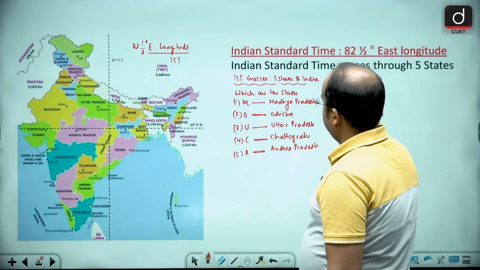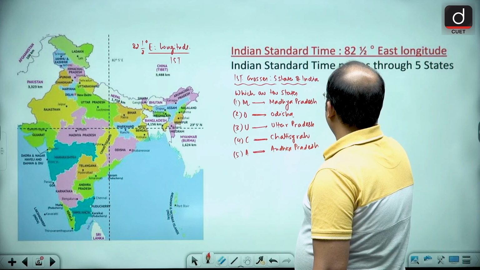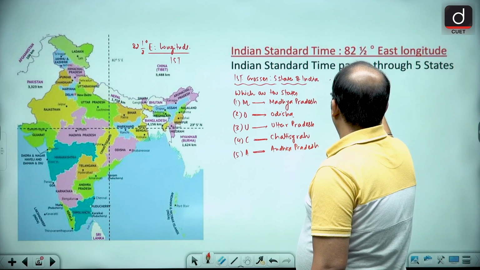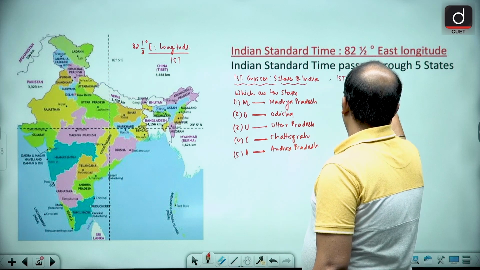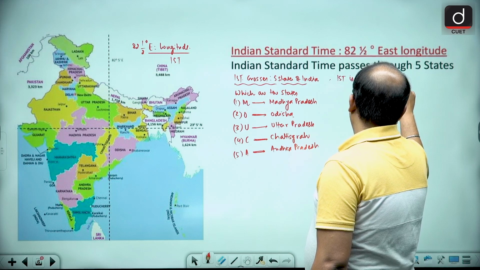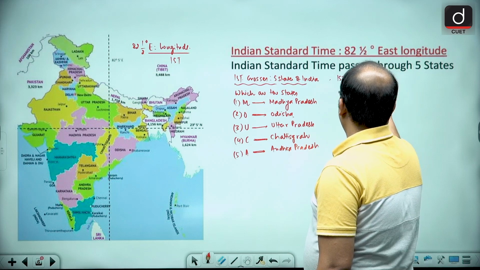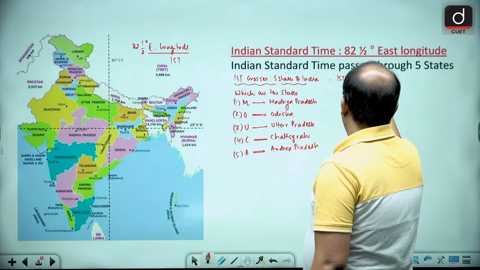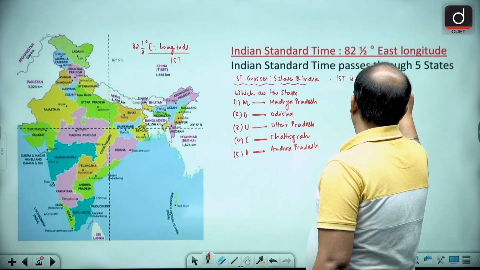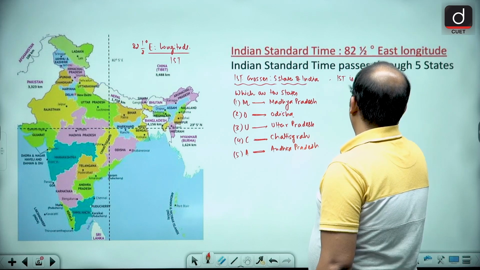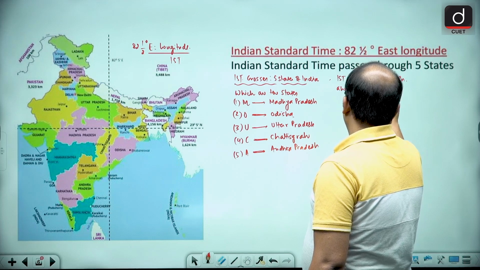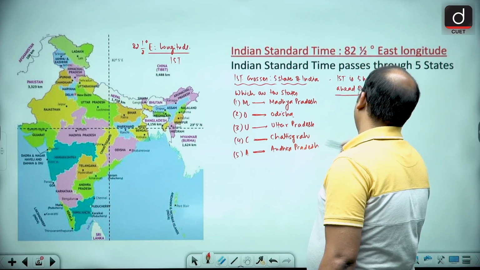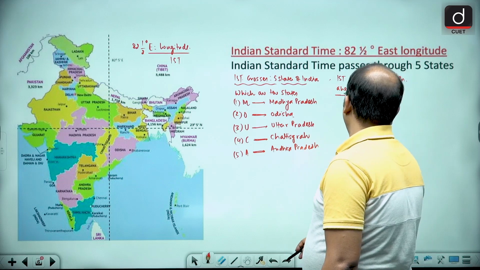Now guys, Indian Standard Time is 5 hours 30 minutes ahead of GMT. So it is, guys, 5 hour 30 minute ahead of GMT.